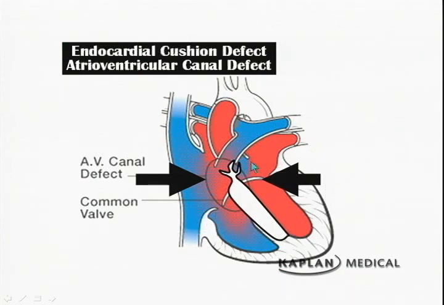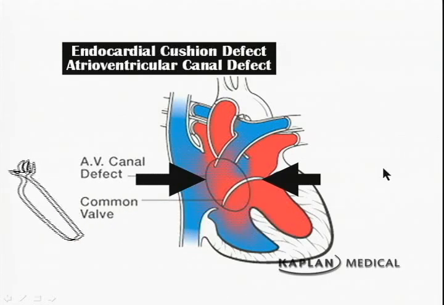This is the endocardial cushion defect. Here we have the pulmonary artery over here. This is the aorta. And what we've got here is the interventricular septum. If you have an endocardial cushion defect or atrioventricular canal defect, notice what happens to your interventricular septum. It's gone. And what you have then is basically a single atrium, a single ventricle, and frequently a single valve.